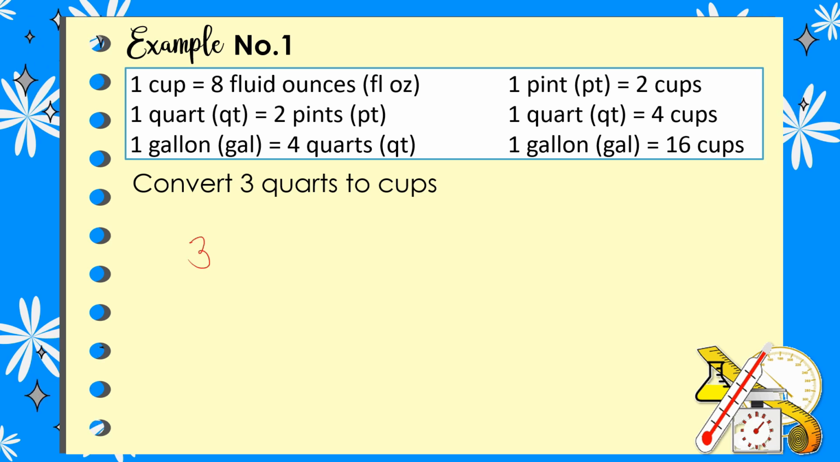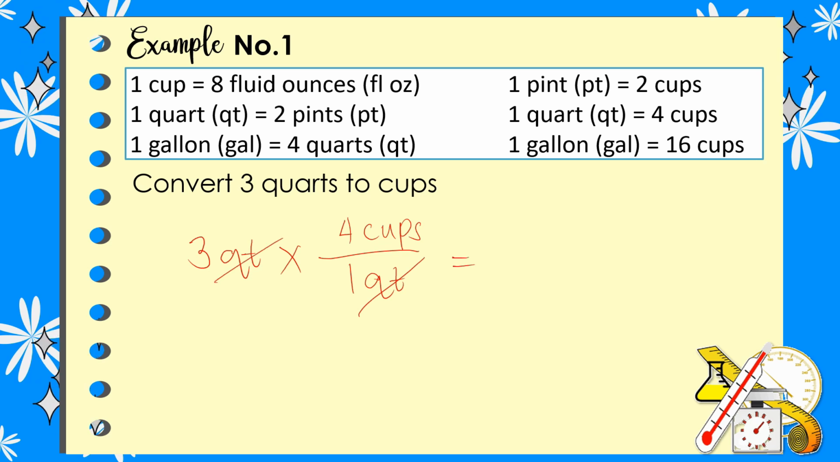Ang given ay 3 quarts. Gamitin natin yung converting factor. Tandaan yung nasa ilalim dapat yung kamukha niya. So, 1 quart is equivalent to 4 cups. So, cancel out na natin yung quart. Ang matitira is 3 times 4 cups. That would be 12 cups. So, when you convert 3 quarts into cups, the answer is 12 cups.